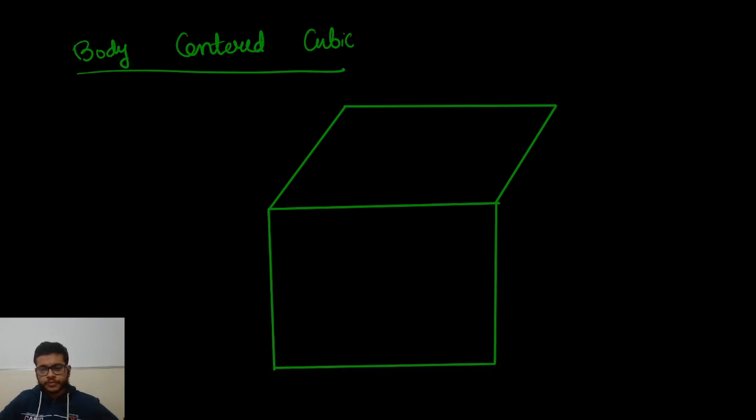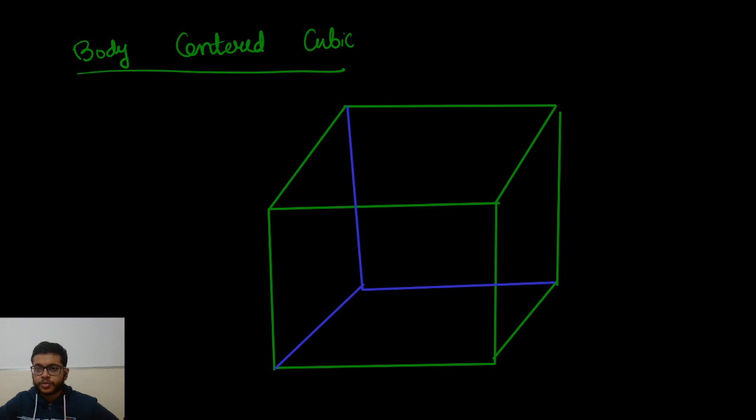Body-centered cubic. Again, a cubic cell, and there are the back sides. But here, how many points are there? Here is 1 point, here is 1 point, here at the 8 corners, obviously. And there is another point which is at the center. Okay.